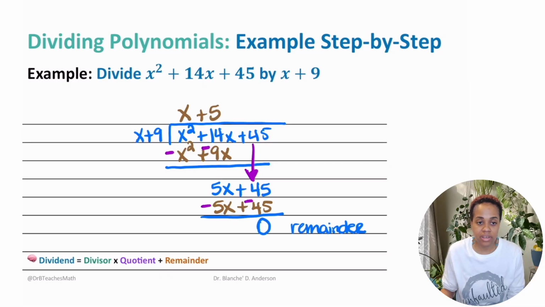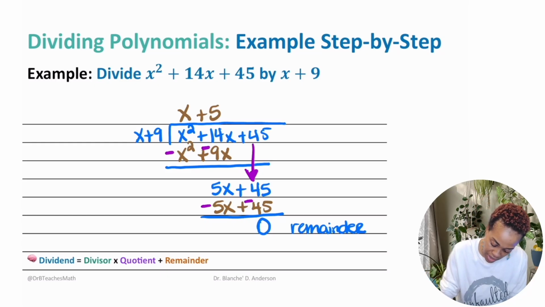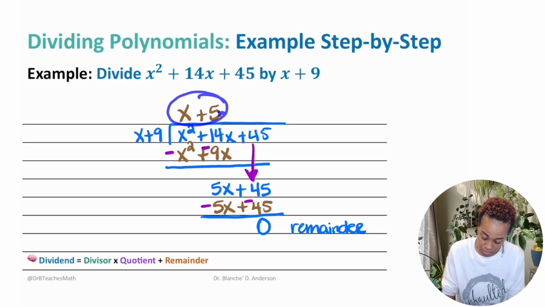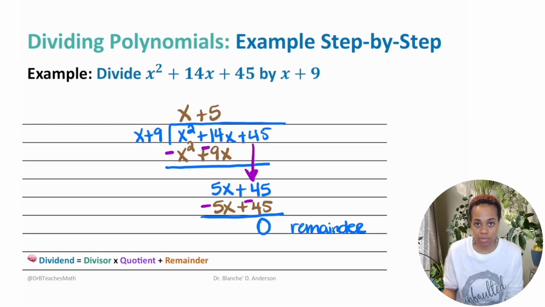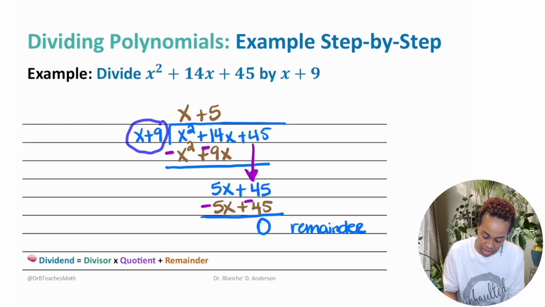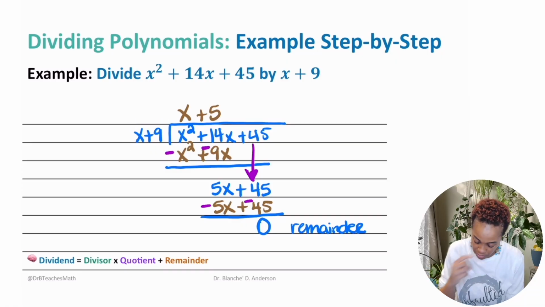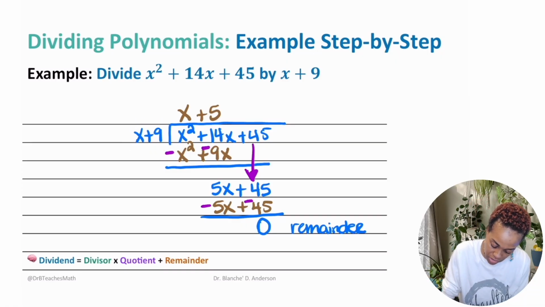So what does that mean? That means that x plus 5 is a factor of x squared plus 14x plus 45. This also means that x plus 9 is also a factor of x squared plus 14x plus 45, which we already knew, right?